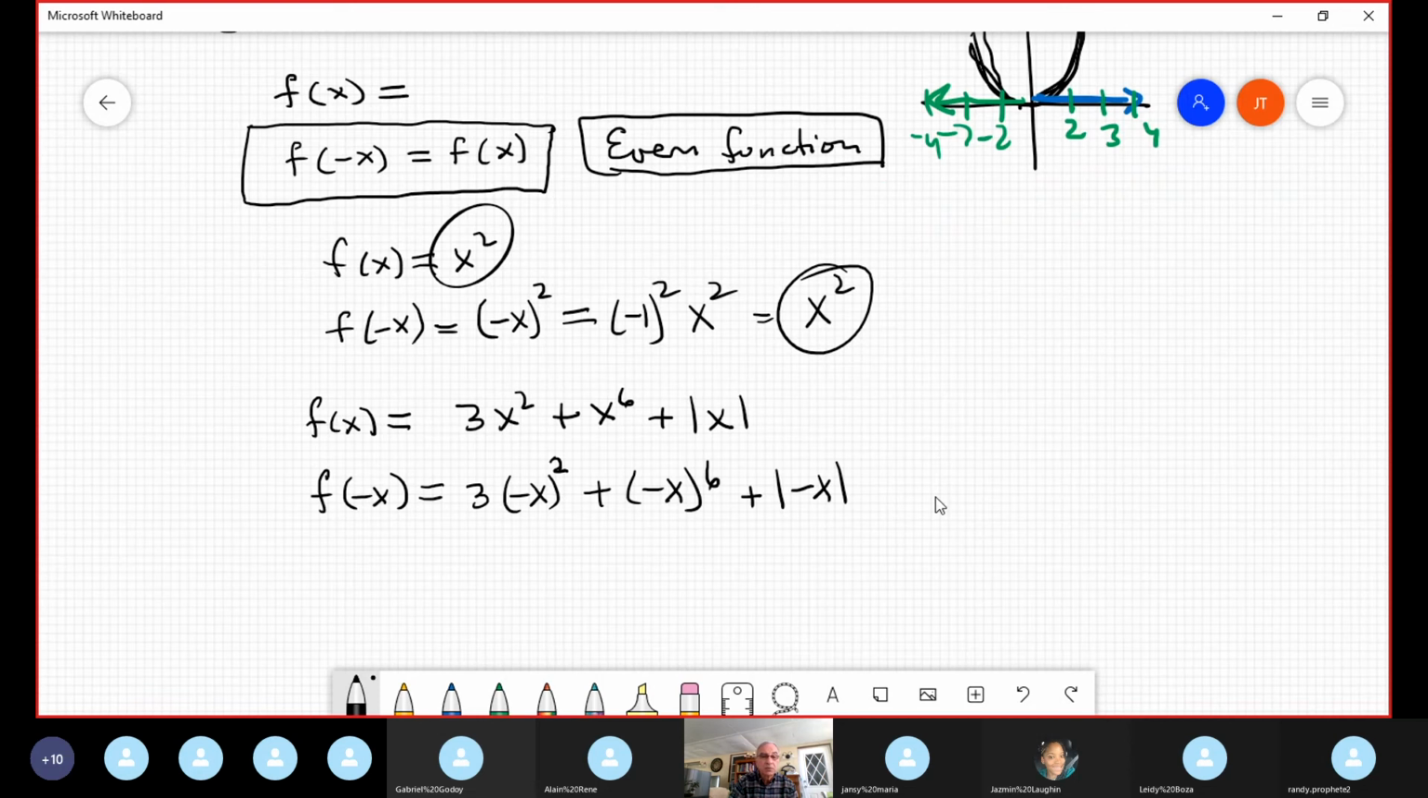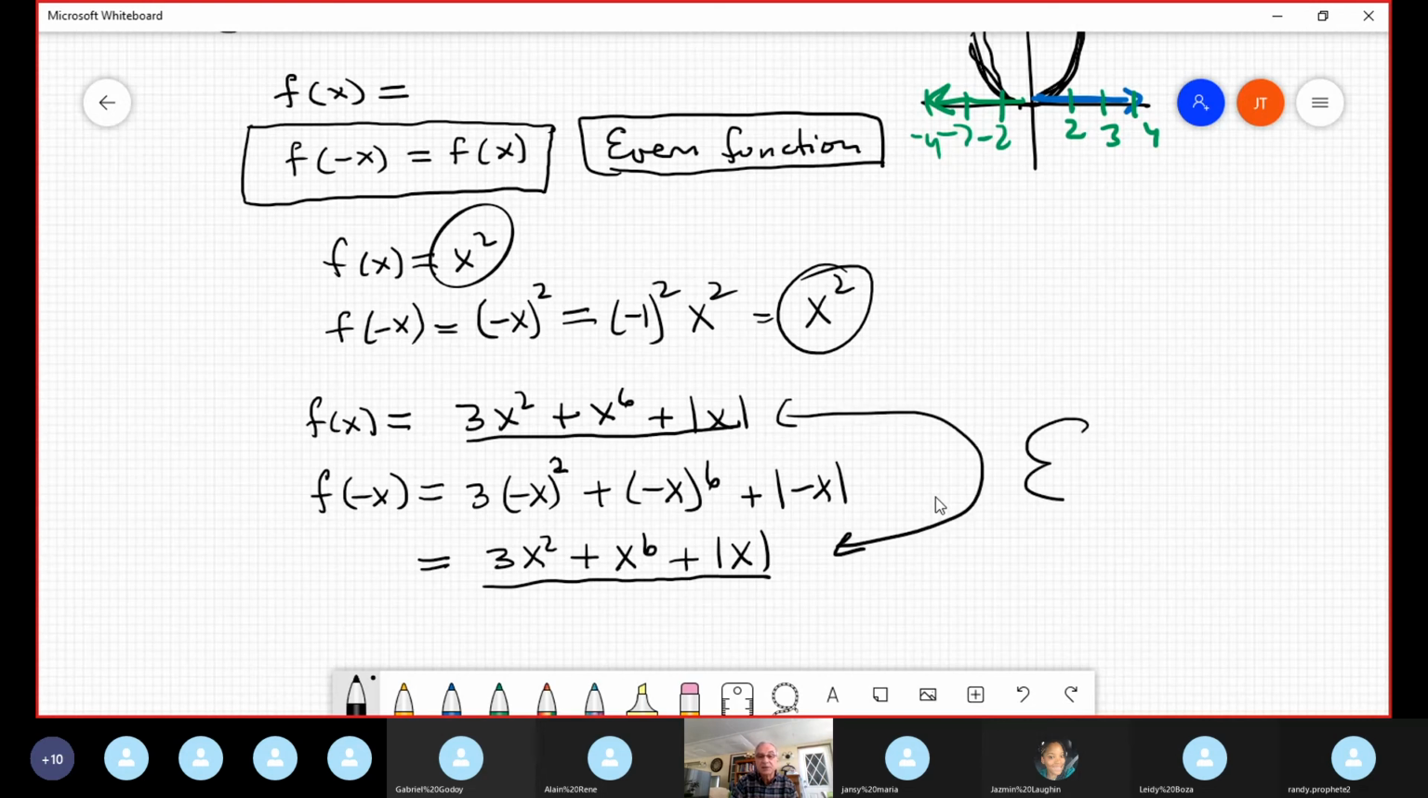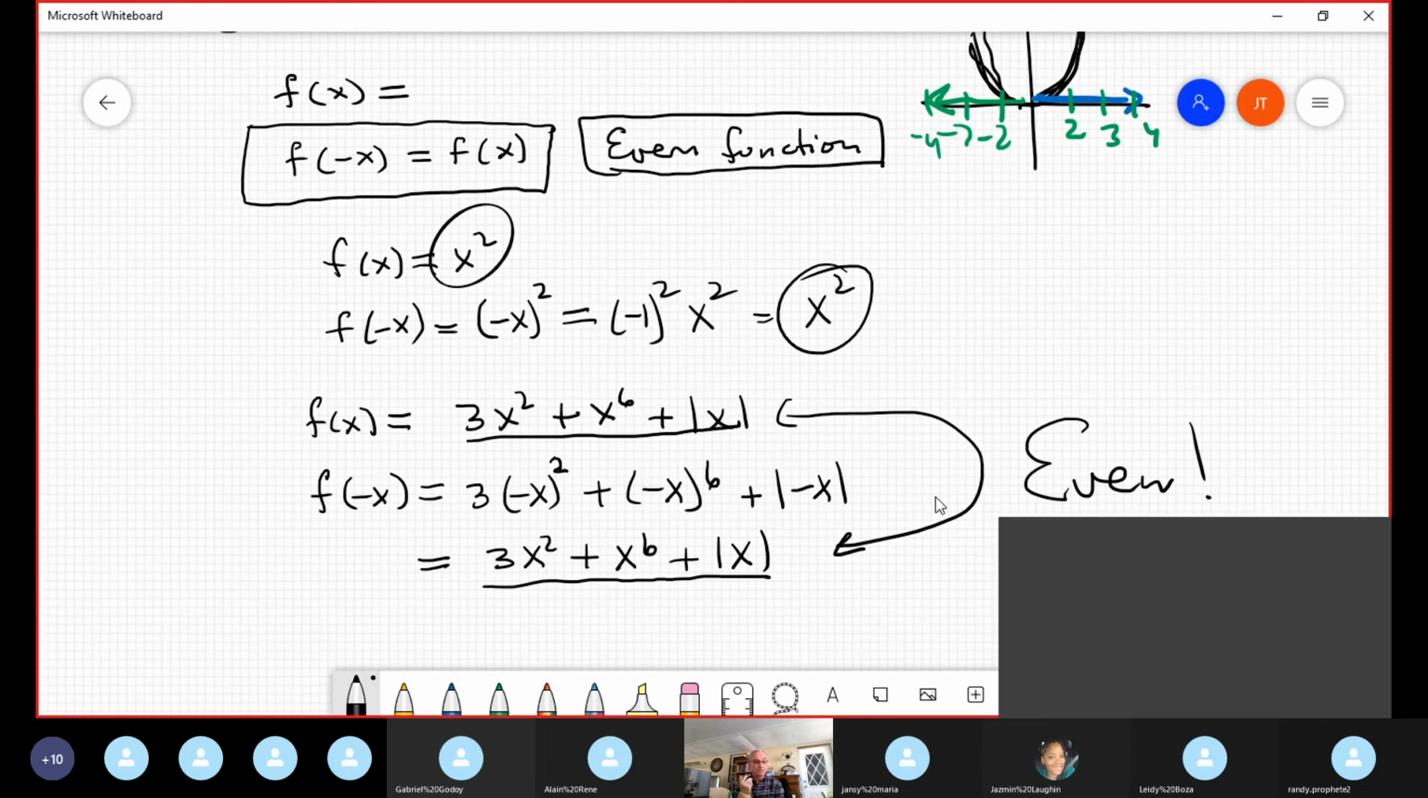Oh, but I know when the exponent is even, it stays the same. Yeah, I know the absolute value of a negative number is equal to the positive absolute value. And we get this answer is exactly the same as the original. Therefore, we prove algebraically that this is an even function. Super. Clear or confusing? It's clear. Okay.